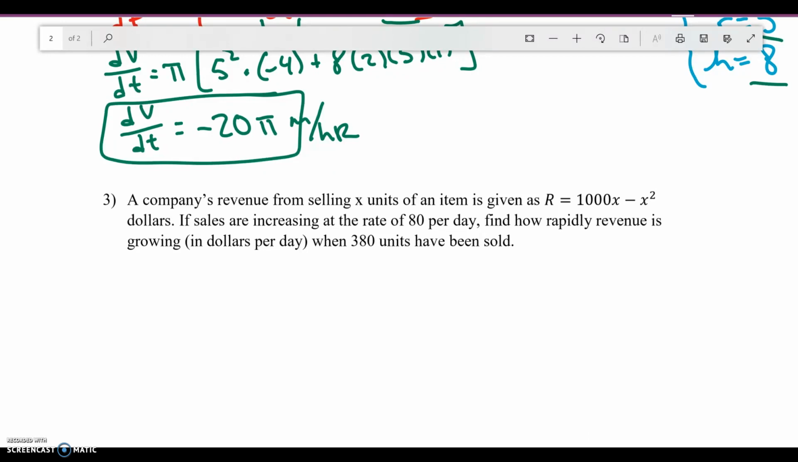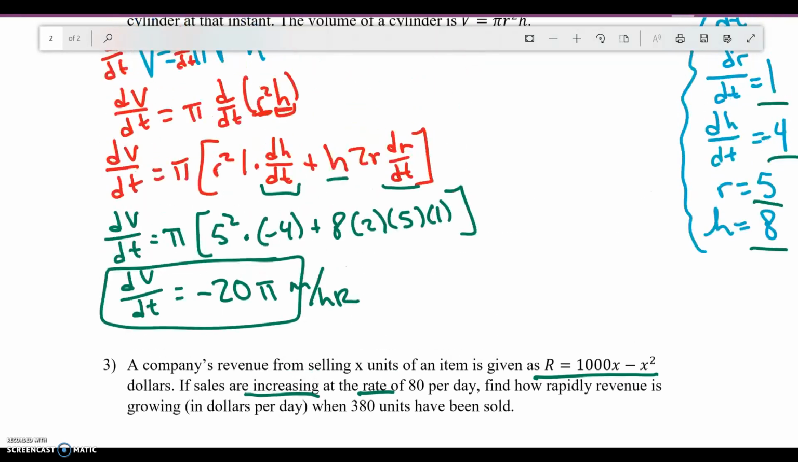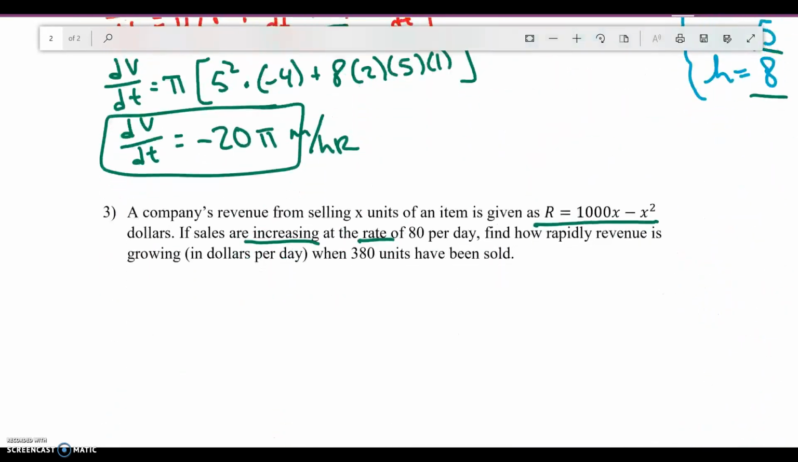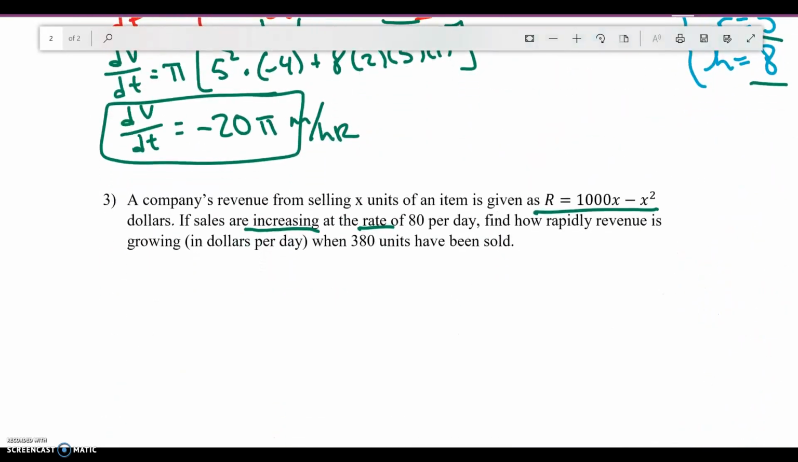Okay, so a couple of things. We know that this is going to be a related rates problem because we know that things are increasing at a particular rate. So we have our equation. Our equation wasn't the same as when I gave you the volume or the surface area. In this case, I actually gave you some sort of other type of function. So it wasn't a regular geometric formula. So this is going to be 1000x minus x squared.